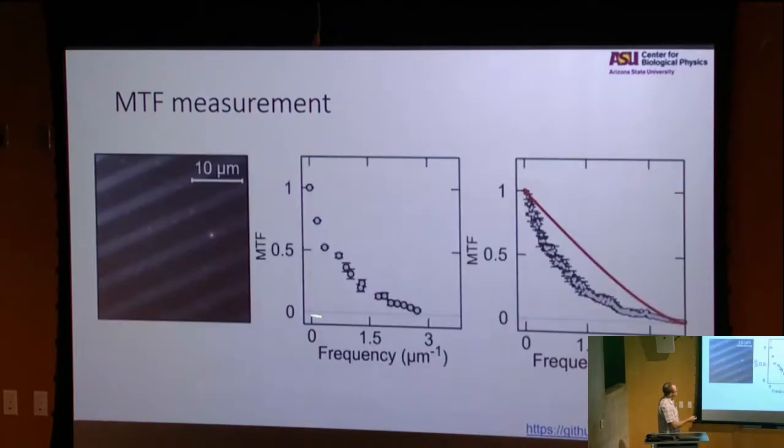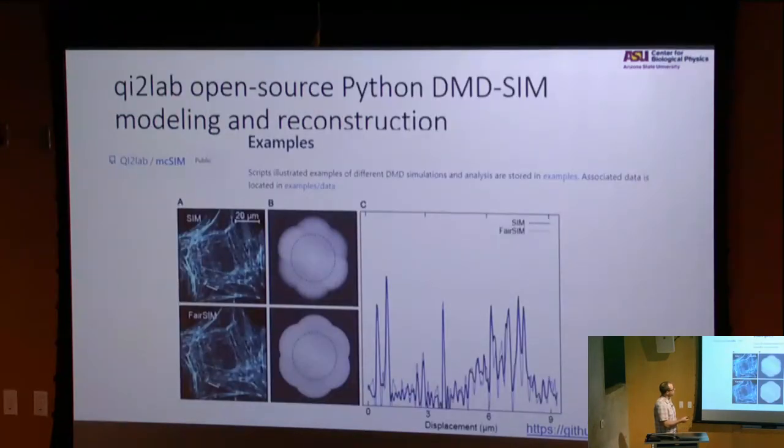So this is what that looks like. What we find for our system is we get these points, and the actual theory for just the objective should be this. So we're doing worse, but this is true for almost every high numerical aperture system: you do slightly worse than you should. So with this, we have what constitutes a complete forward model of the SIM system, where we can now really extract what's noise and what's not. And the last thing I want to say is all of the reconstruction code is also public.